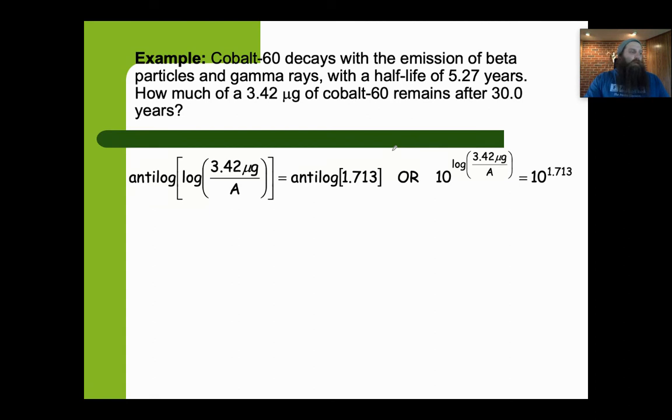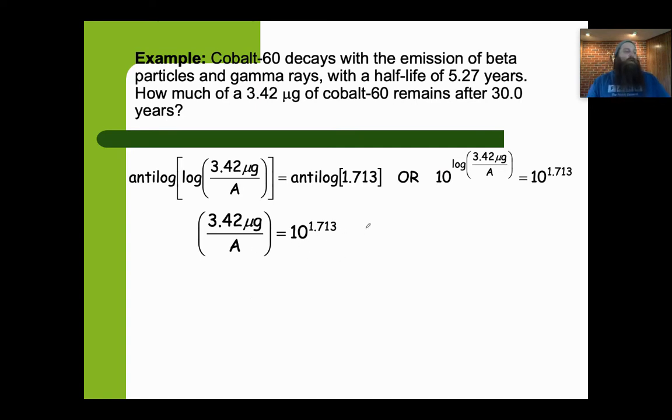When I take my antilog of both sides, what I'm doing is raising both sides as a power of 10. So 10 to the log of 3.42 micrograms over A equals 10 to the 1.713. That's what I've done, and you can see that here on the right. The thing about this is that's going to cancel. We're going to get rid of that. And so I'm left with 3.42 micrograms over A equals 10 to the 1.713.